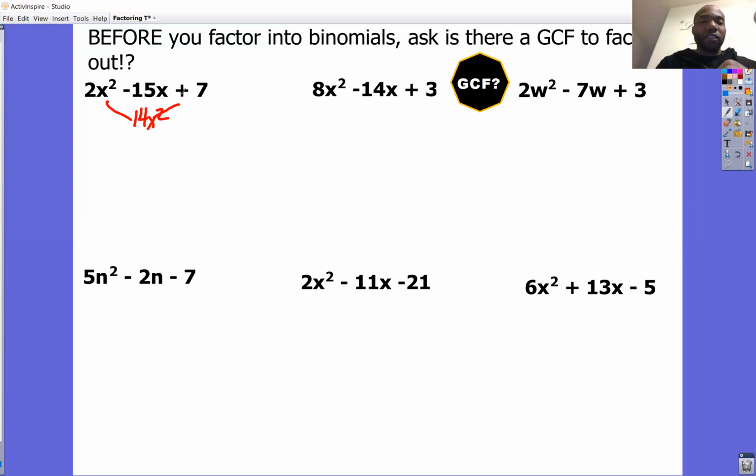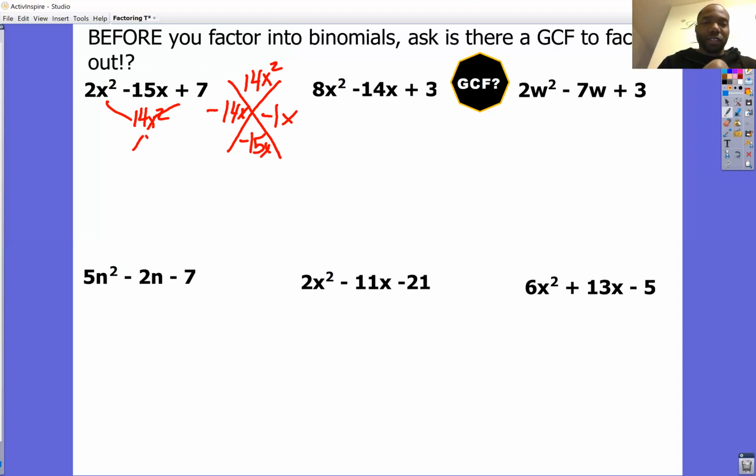Okay, so we multiplied those two together, and then we're going to break this down. Remember the x squared. Don't forget that x squared, y'all. We multiply to get 14x squared, and we're adding to get negative 15x. Those factors need to be negative 1x and negative 14x, because negative 14x times negative 1x gives you 14x squared, and negative 14x plus negative 1x gives you negative 15x.